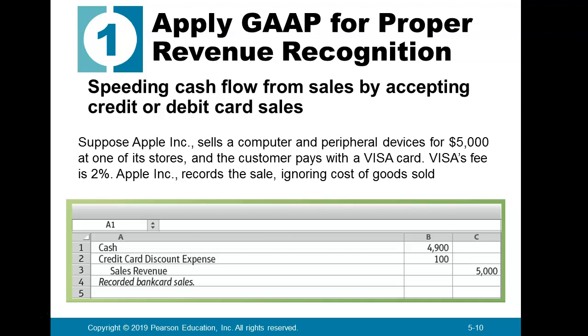It says, suppose Apple sells a computer and peripheral devices for $5,000 at one of its stores, and the customer pays with a Visa card. Visa fee is 2%. And this is a very, very important concept to get.